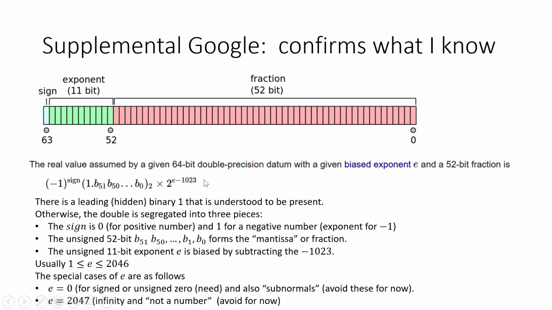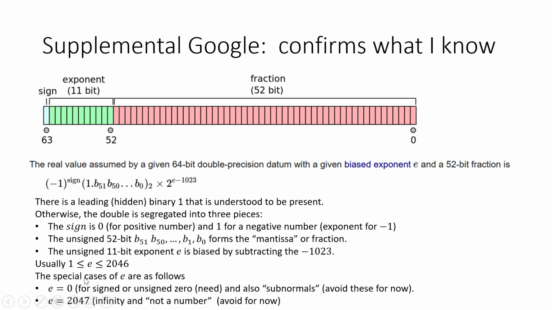And remember that leading 1, but at the end of the day, you take that 64 bits and you can segregate it into three pieces. Of course, there's the sign being the high bit. There's the unsigned 52 bits that are the lower bits. That's the mantissa or fraction. And don't forget that you have that leading 1 that's hidden. There's an unsigned exponent E. This is listed as unsigned. Usually E goes from 1 to 2046.